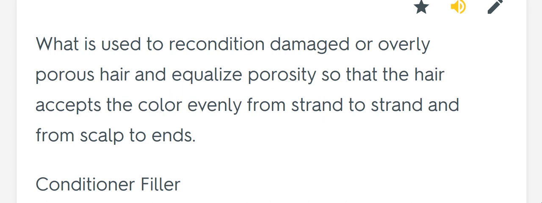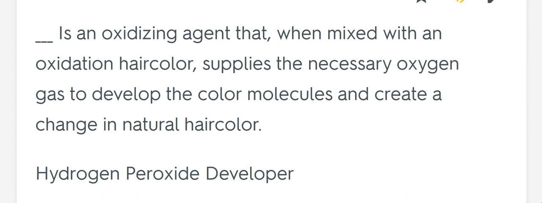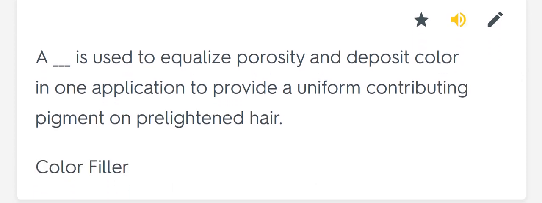What is used to recondition damaged or overly porous hair and equalize porosity so that the hair accepts the color evenly from strand to strand and from scalp to ends? Conditioner filler. Hydrogen peroxide developer is an oxidizing agent that, when mixed with an oxidation hair color, supplies the necessary oxygen gas to develop the color molecules and create a change in natural hair color. A color filler is used to equalize porosity and deposit color in one application to provide a uniform contributing pigment on pre-lightened hair.